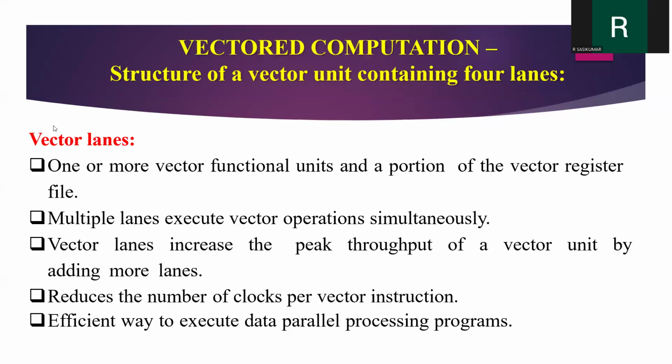Another concept is the vector lane. What is the use of a lane? When we have more than one lane, we can perform the operations simultaneously. One or more vector functional units, a portion of the vector register file, and multiple lanes execute vector operations simultaneously. The use of the vector lane is to increase the throughput. Throughput is the amount of work done in a specified time. Another advantage of vector lanes is that they reduce the number of clock cycles per vector instruction and give an efficient way to execute data parallel processing problems.